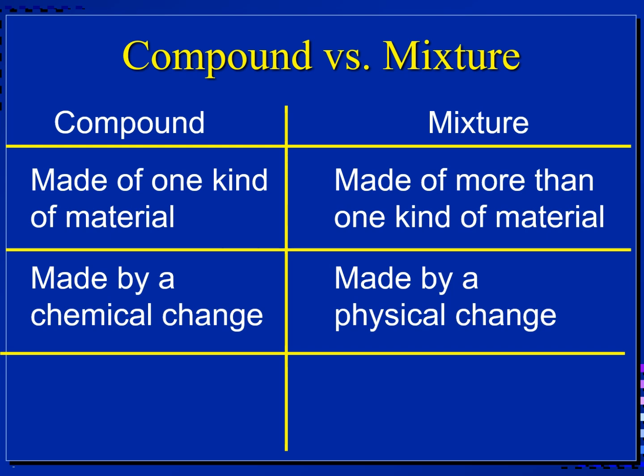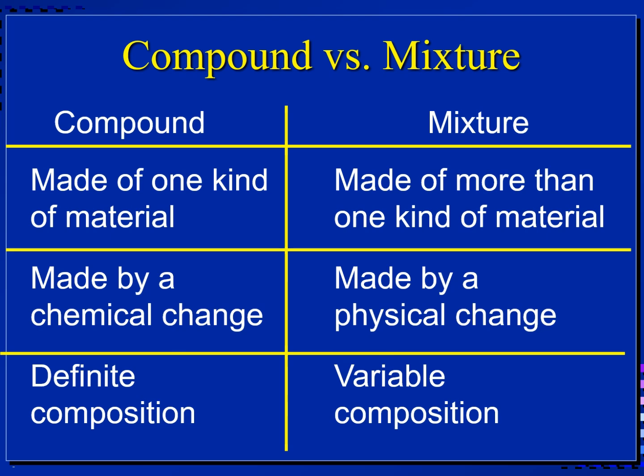Compounds are going to be made by a chemical change, right? You chemically react those things together. Plants take carbon dioxide and water and chemically react them together until they build a sugar molecule. Mixtures, it's just a change in a physical state, right? It could go from a solid to a liquid or a liquid to a gas, any of those.